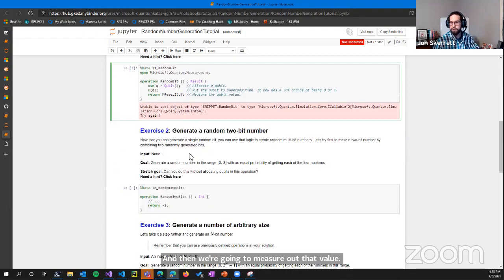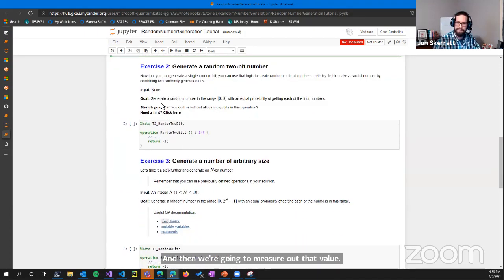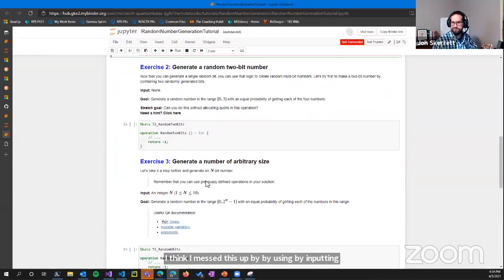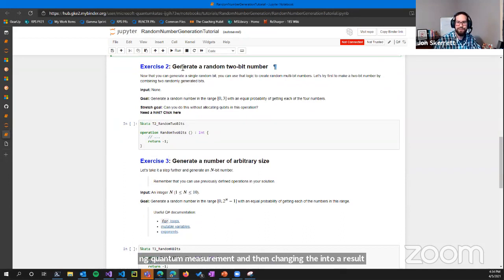Usually this would work. I think I messed this up by inputting quantum measurement and then changing the int to a result. So then we're going to generate a random 2-bit number, which is really just kind of doing the same thing. Instead of using 1 qubit, we're going to loop over 2 qubits, or just do the same thing twice and then get out the measurement result.